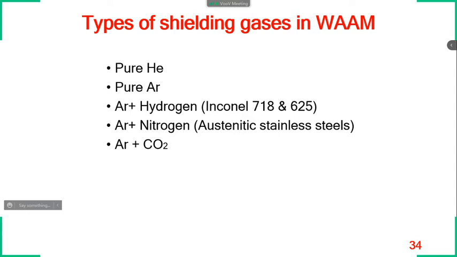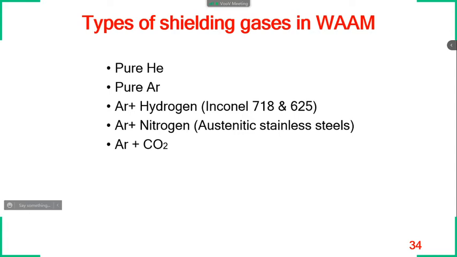This is a detrimental intermetallic formation. Exactly at the grain boundaries it will tend to form, and that detrimental intermetallic can easily initiate cracks. It is not suitable for fatigue or tensile applications. So in order to overcome that, we generally go for an argon hydrogen mixture.